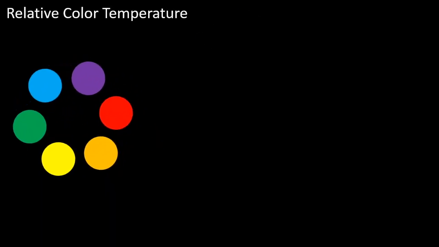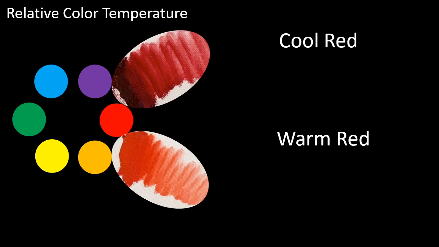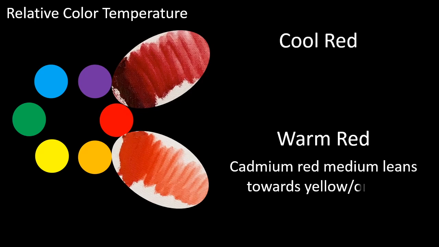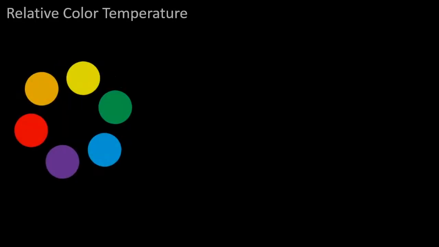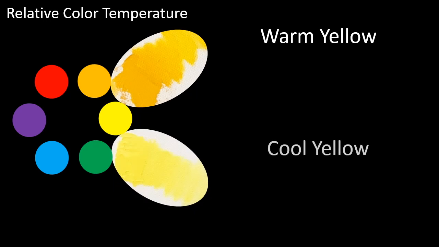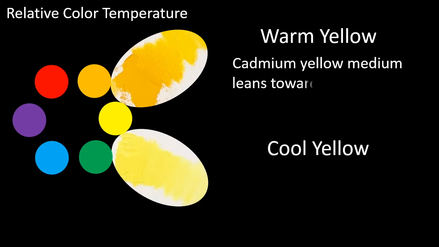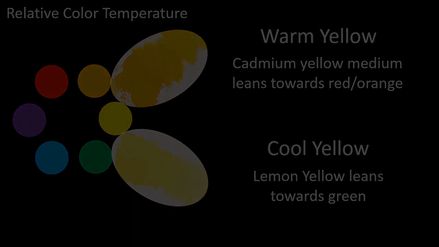Cadmium red is warm relative to alizarin crimson because the cadmium color contains yellow and alizarin contains blue. The overall effect is to create a warm red and a cool red. Cadmium yellow is warm relative to lemon yellow because the cadmium yellow contains orange and the lemon yellow contains green. The overall effect is to create a warm yellow and a cool yellow.